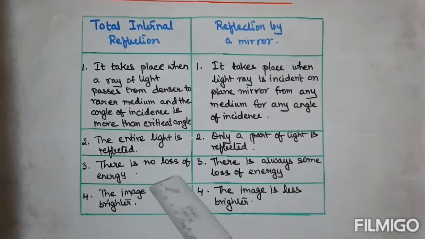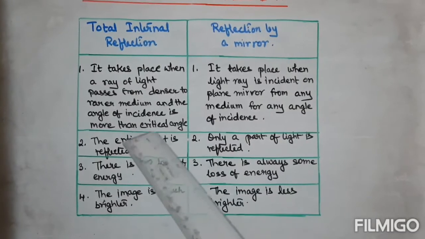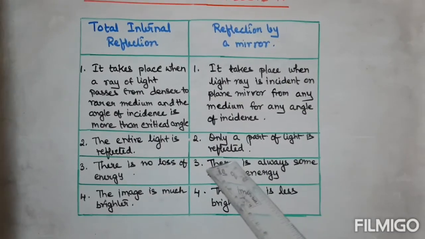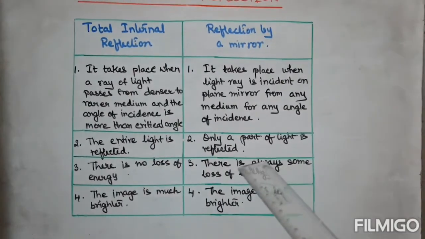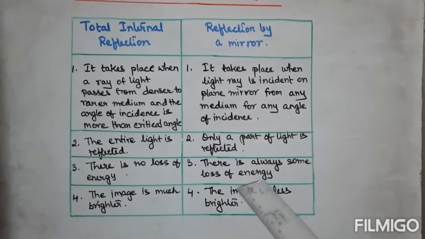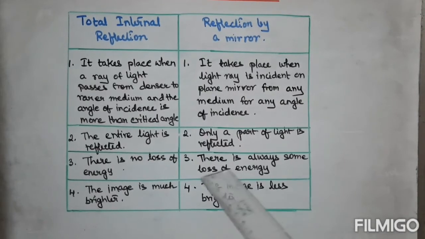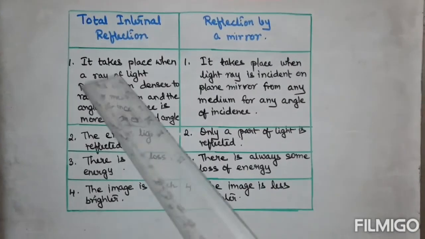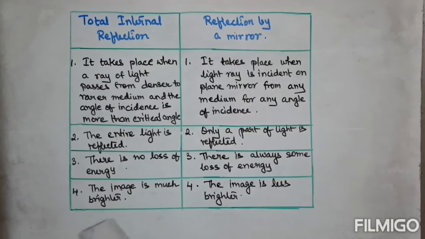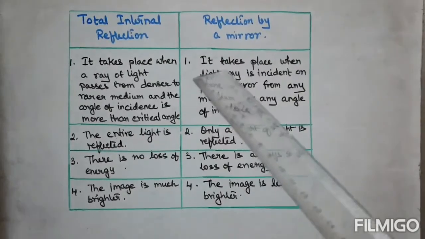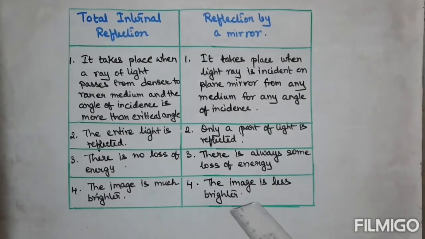There is no loss of energy for total internal reflection. For ordinary reflection, only a part undergoes reflection, so the rest of the energy either undergoes refraction or is lost. For total internal reflection, the image is much brighter, whereas for ordinary reflection, it is less bright.